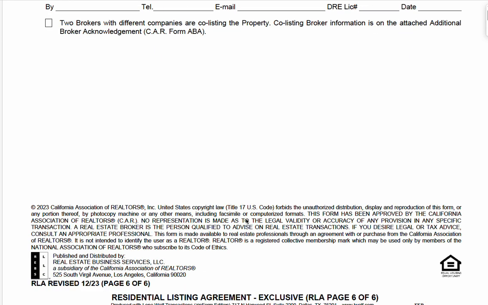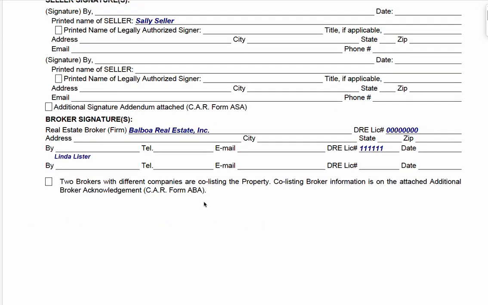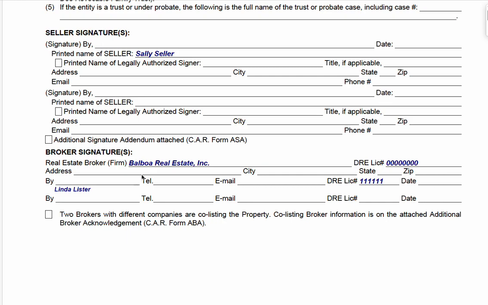We're on page 6 of 6 and we're down at the bottom in the signature section. And you'll see there's a single brokerage name, but there are two lines for the agents. And this is intended for co-listing agents that are part of the same brokerage. Now, if there's a co-listing agent that's part of another brokerage, so there are two co-listing brokerages, you'll check this box here to incorporate the additional broker acknowledgement, CAR form ABA.